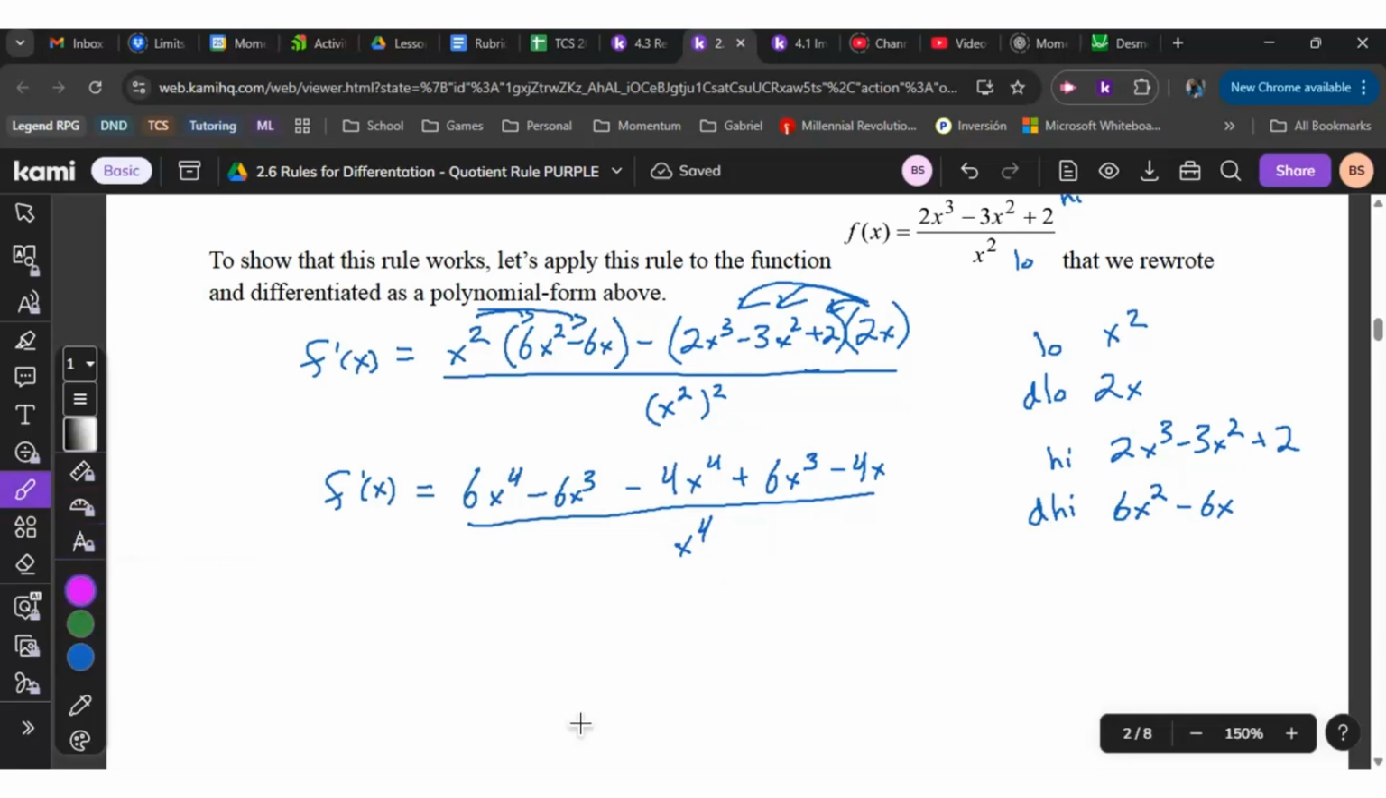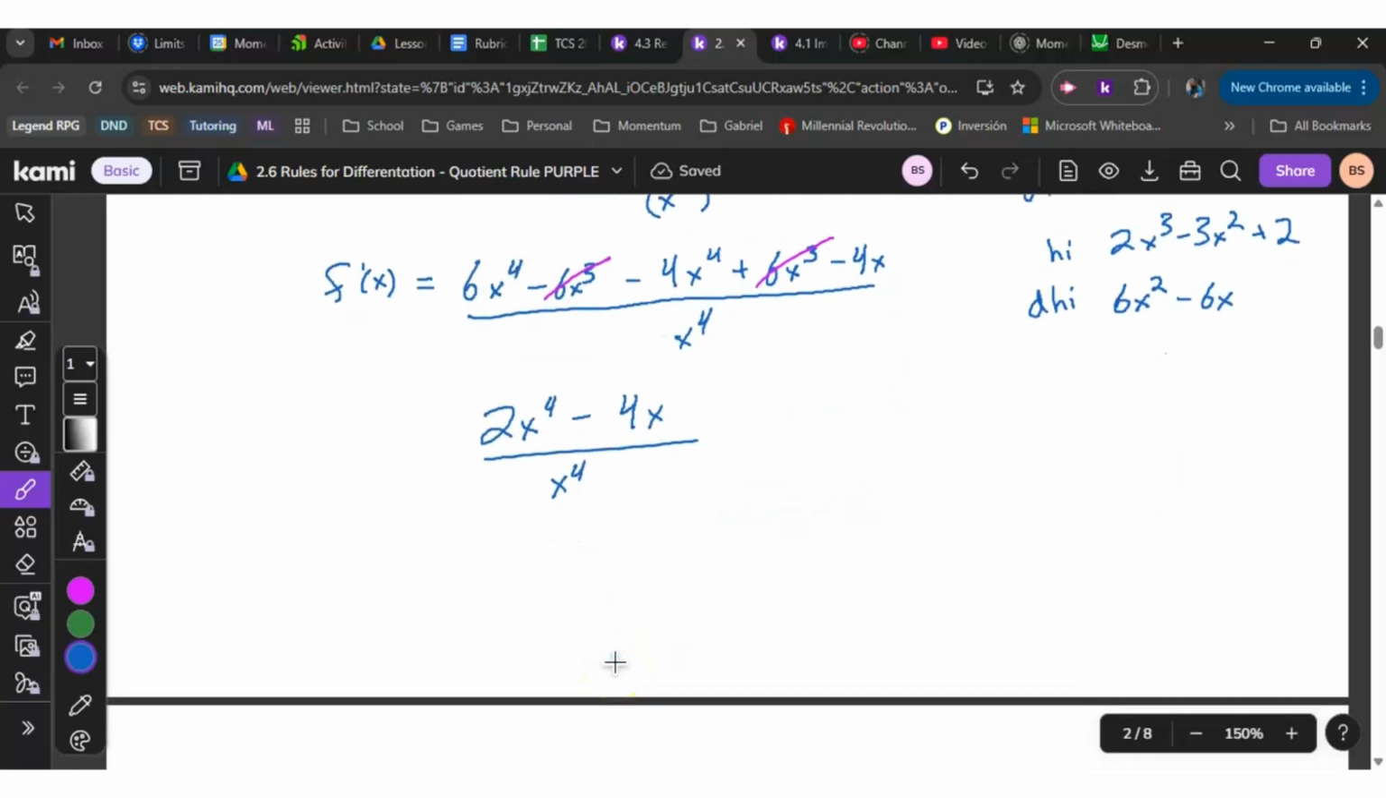Yes, 6x cubed and negative 6x cubed definitely cancel. And then I can put these two together to be 2, because those are like terms. So that would be 2x to the 4th minus 4x all over x to the 4th. But instead of writing it as a single fraction, remember we can always write it as two separate fractions.